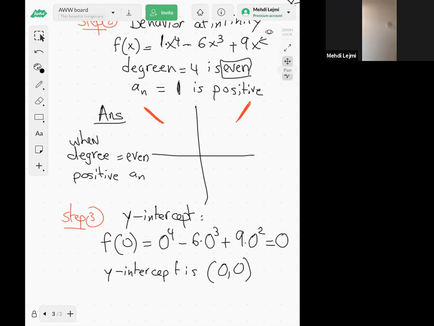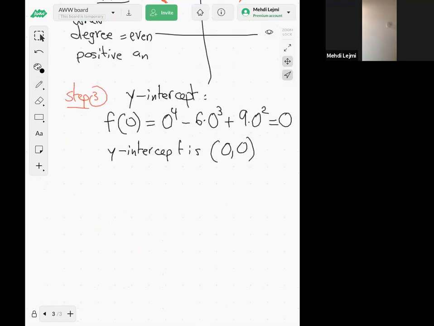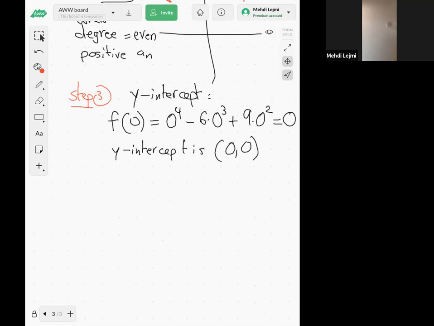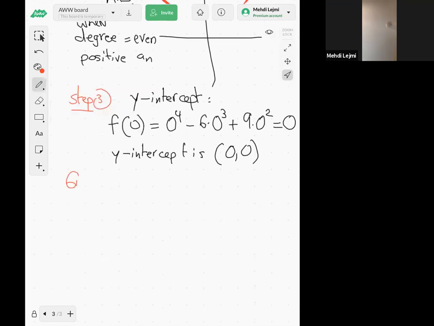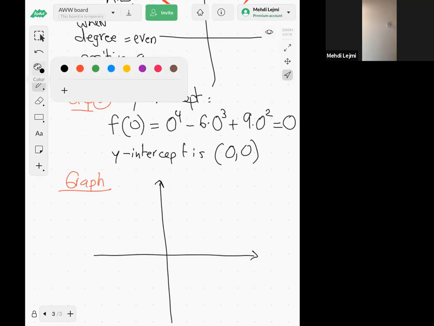So now, how do I use all this information to graph f of x? I will do more examples next time, guys. So I have the roots or the x-intercepts: 0, my first root, and the second root was 3. The behavior at infinity, we said, is going to be here, and my graph is going to be up here at positive infinity.